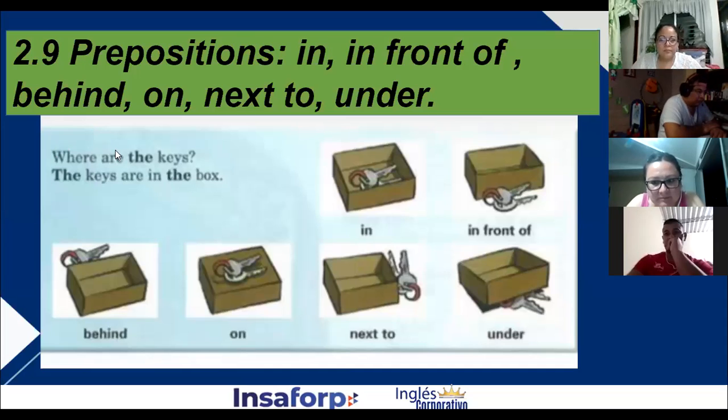Teacher, ¿cómo se dice en? ¿Cómo se dice adentro? ¿Cómo se dice acá, right? Aquí es donde entran y hacen su función. Las preposiciones de lugar. Tenemos la primera, ¿verdad? La pregunta, ¿dónde son las llaves? Las llaves están dentro de la caja. La primera preposición es in, que como ven en el dibujito, es adentro. Las llaves están adentro de la cajita. The keys are in the box. La segunda preposición que tenemos es enfrente de, ¿ok? ¿Qué sería?